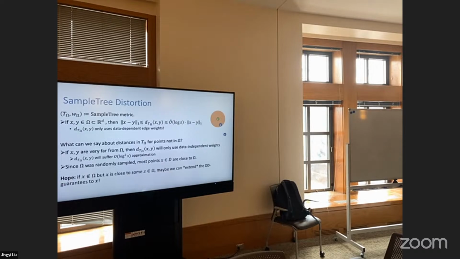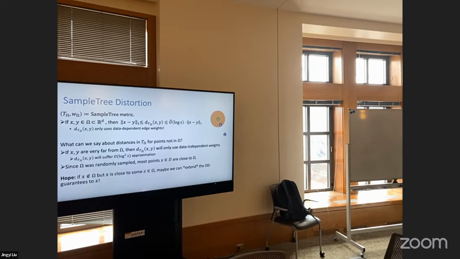So what we could hope for is for the points that are close enough to my sample that they also get a good approximation. So in particular, for points x that are not in the sample, but that are close enough to some z in the sample, we could hope to extend the improved log s approximation that we were getting from those points in the sample to a neighborhood of that sample so that we get an improved approximation for a larger neighborhood. And this is sort of going to be the main technical challenge of getting an improved approximation here. We want to extend the result from a small sample to a neighborhood of the sample.